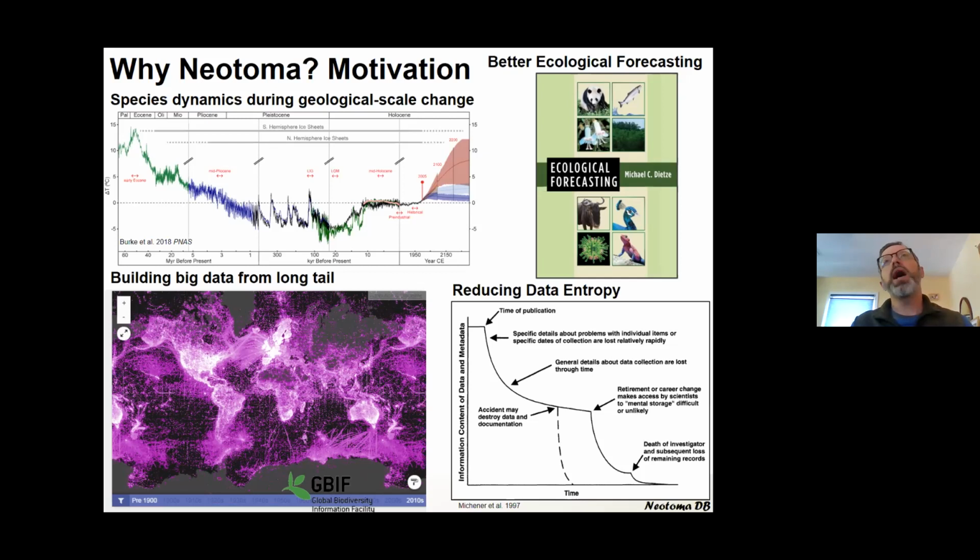Using that information to power our better ecological forecasts, right? Using this data to make our models better, improving our ability to predict where the world will be over the coming years to decades, given different scenarios of, say, climate change.